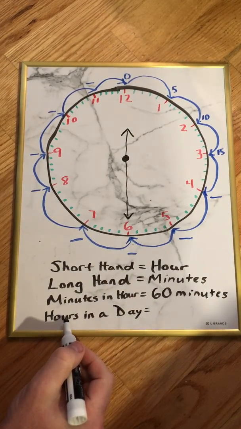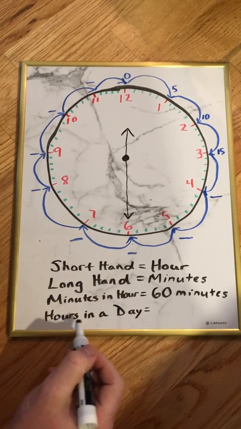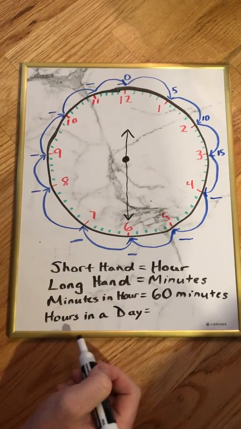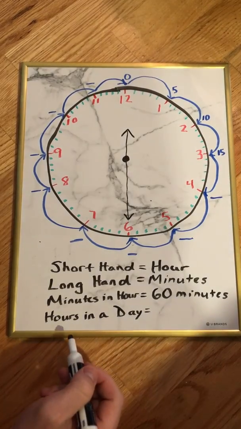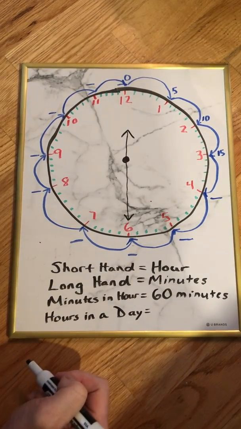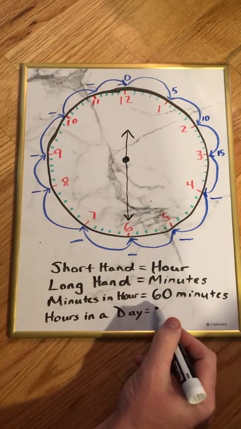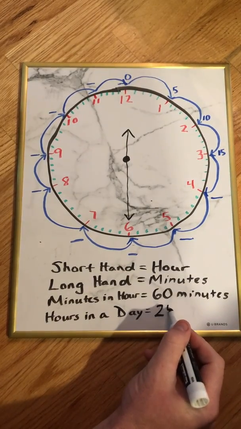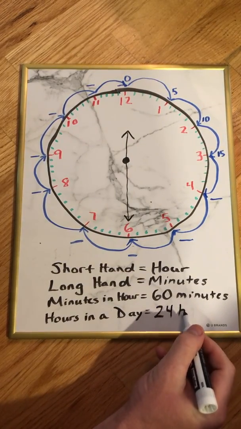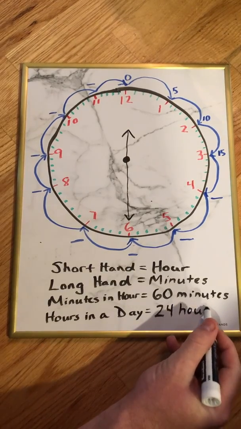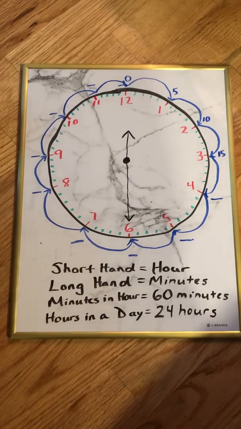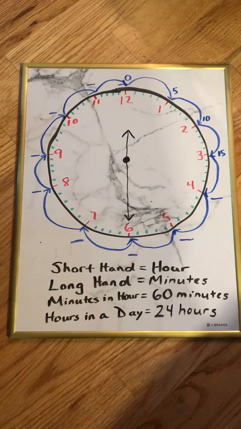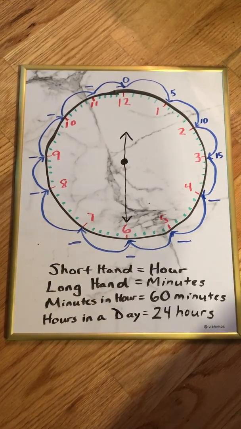And then you're also going to be looking at how many hours in a day. So think about it. How many minutes are in an hour? We said 60. How many hours are in a day? There are 24 hours in one day. But wait a second. How come there's only 12 represented on the clock? We're going to learn about that in this chapter.